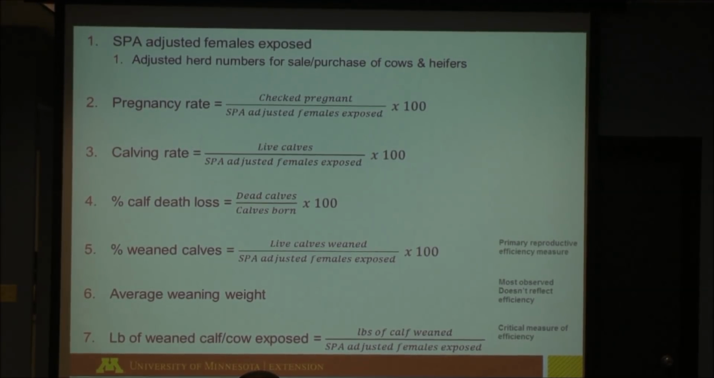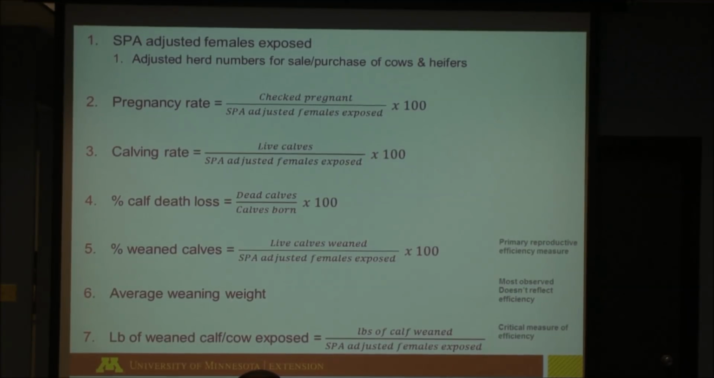And then calf death loss. This doesn't account for stillborns. This is just going to be the number of calves that die after birth divided by our live calves. Beyond that, we have our percentage of weaned calves: live calves weaned divided by exposed females. And this is going to be our primary indicator of reproductive efficiency.